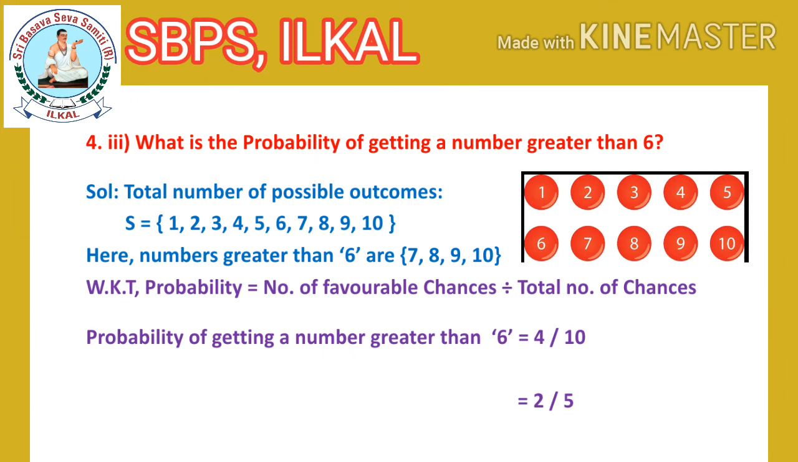We know that probability is equal to number of favorable chances divided by total number of chances. Therefore, probability of getting a number greater than 6 is equal to 4 by 10. Because only 4 chances are there, children, total number of chances are 10. Strike out, children, 2 twos are 4, 2 fives are 10. Then you will get 2 by 5.